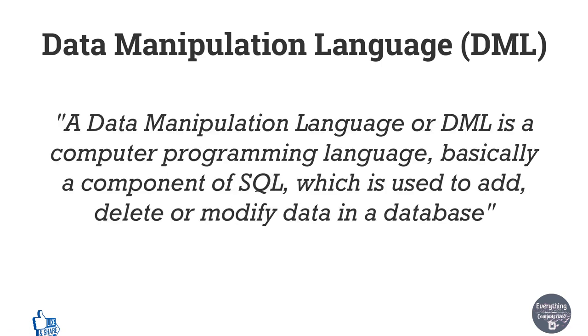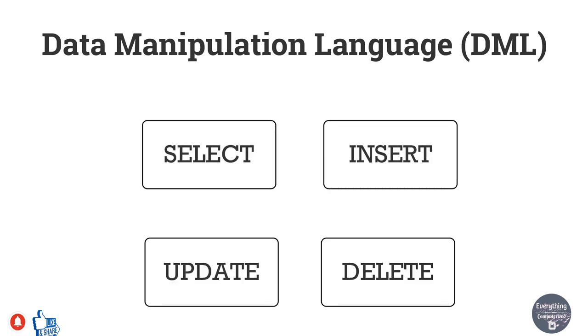Let's take a look at the definition of the data manipulation language. A data manipulation language or DML is a computer programming language, basically a component of SQL, which is used to add, delete or modify data in a database. Now let's take a look at the different commands present in DML. So there are only 4 commands in DML. They are select, insert, update and delete.